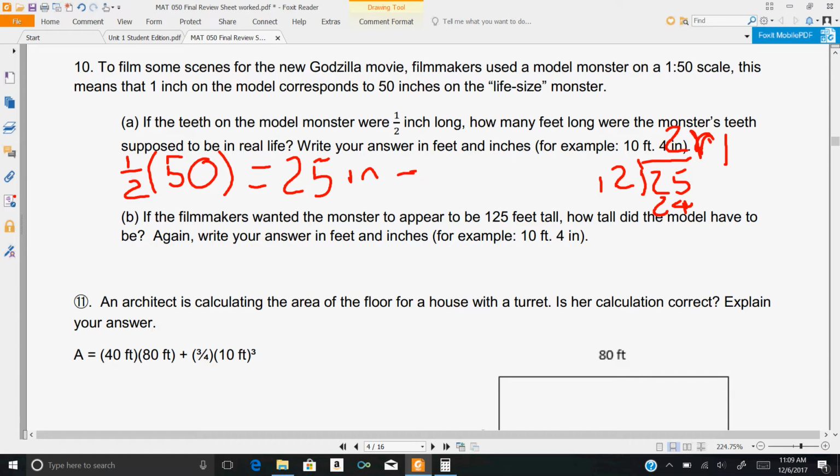But I don't really want it in a fraction. I want 2 feet. And I have 1 inch left over. So I say 2 feet, 1 inch. And that's my answer.